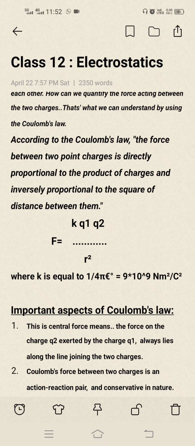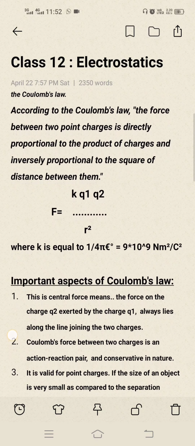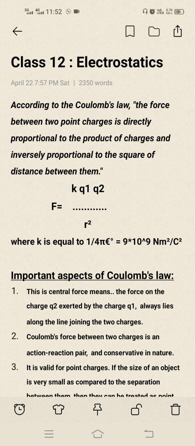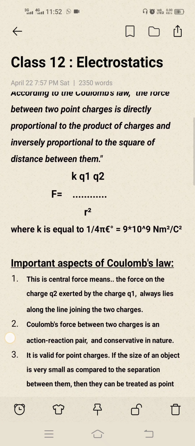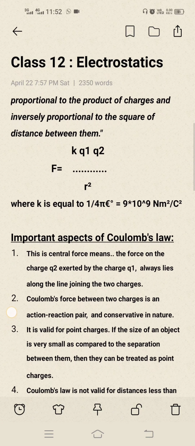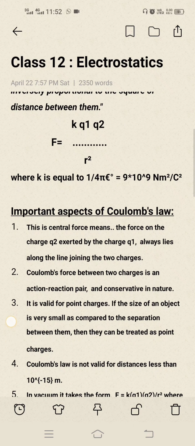It is valid for point charges. Actually, this is not an absolute concept. If the size of an object is very small as compared to the separation between them, they can be treated as point charges. Coulomb's law is not valid for distances less than atomic radius.